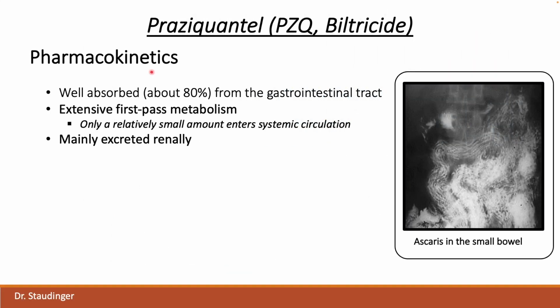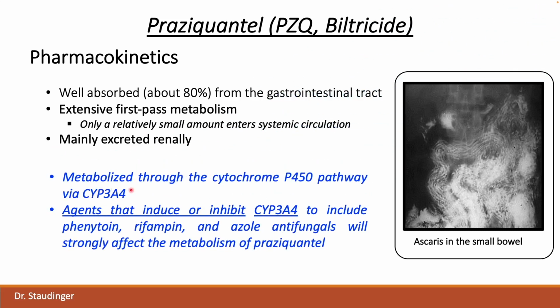From a pharmacokinetic standpoint, praziquantel is well absorbed from the GI tract. However, there's extensive first-pass metabolism, therefore only a relatively small amount enters systemic circulation. This drug is mainly excreted renally. It's heavily metabolized through the CYP-P450 pathway via CYP3A4. Therefore, agents that induce or inhibit CYP3A4, to include phenytoin, rifampicin, and azole antifungals, will strongly affect the metabolism of praziquantel.